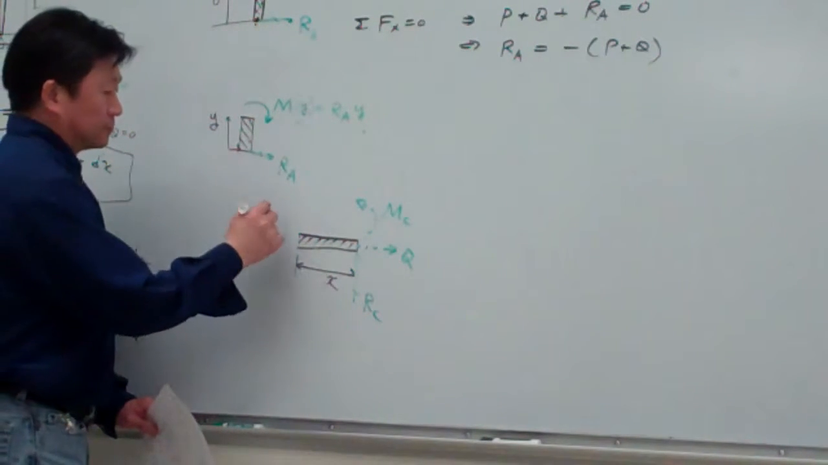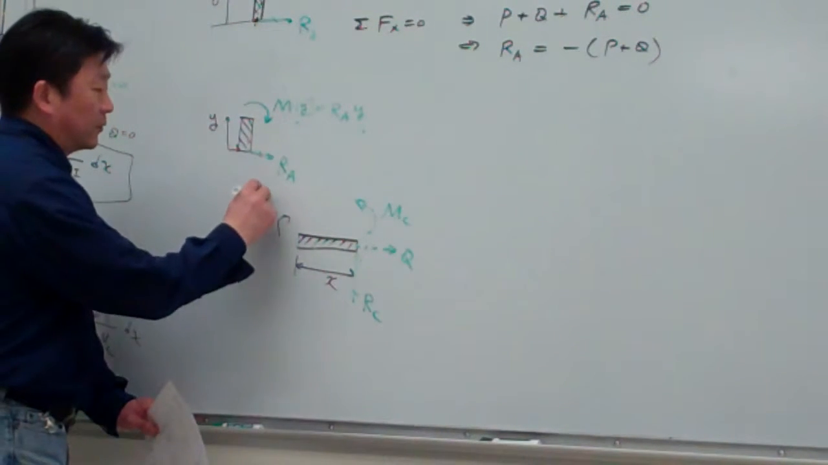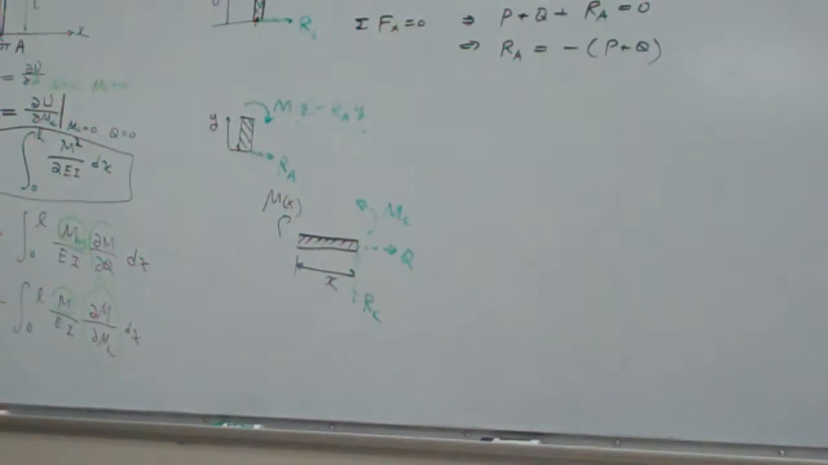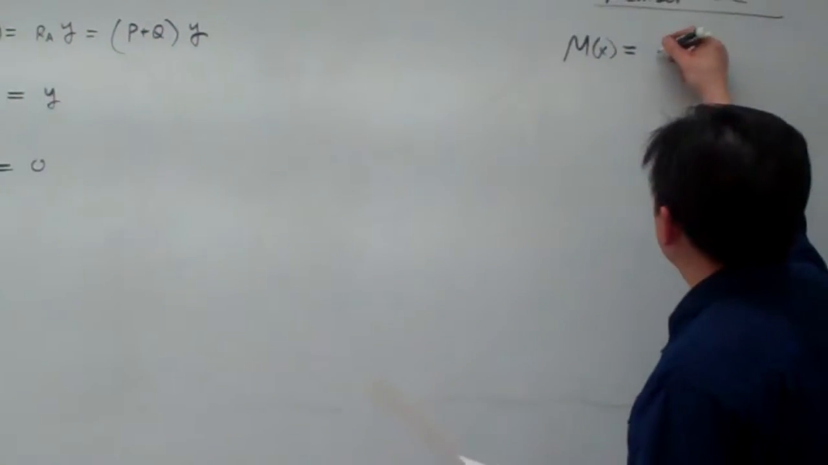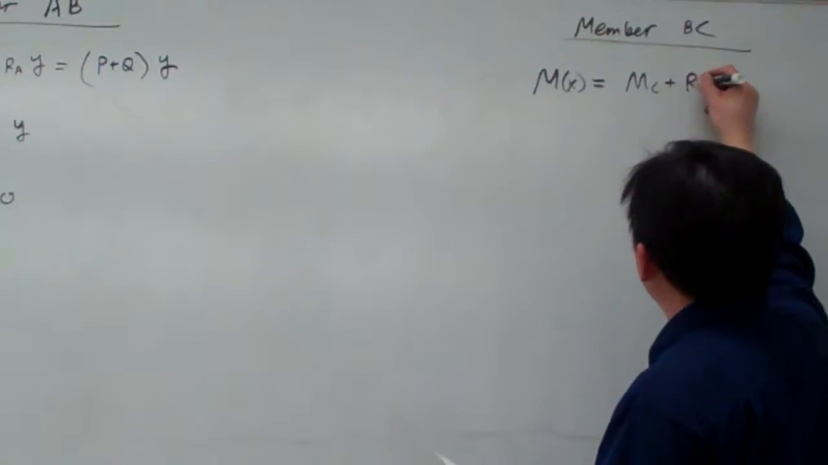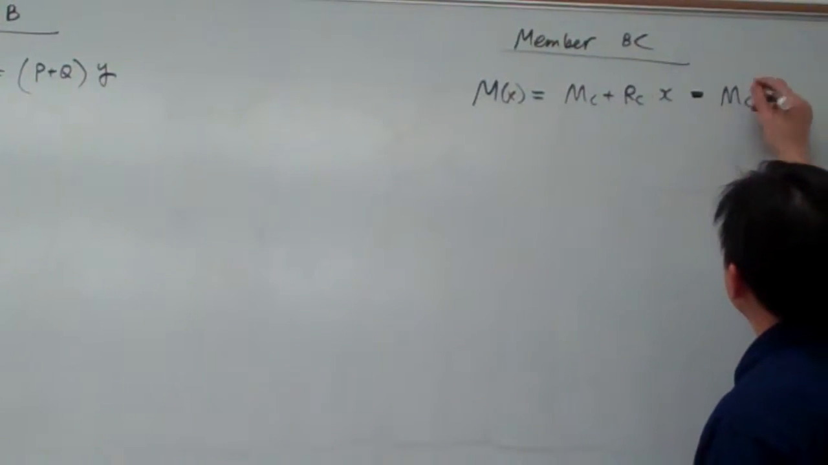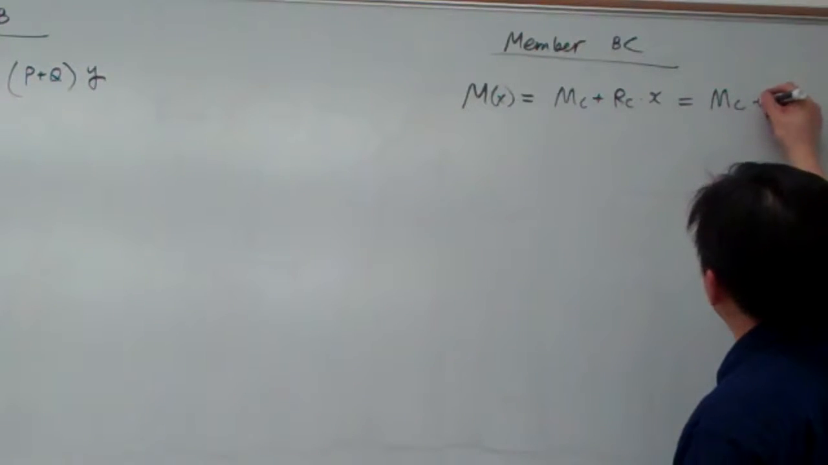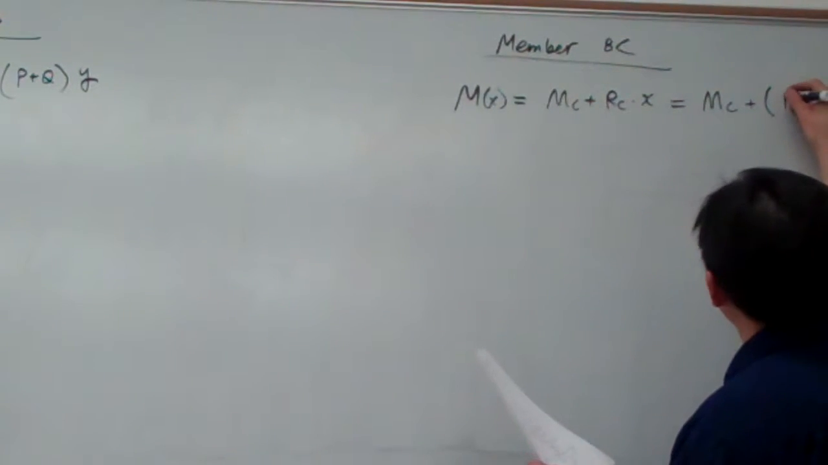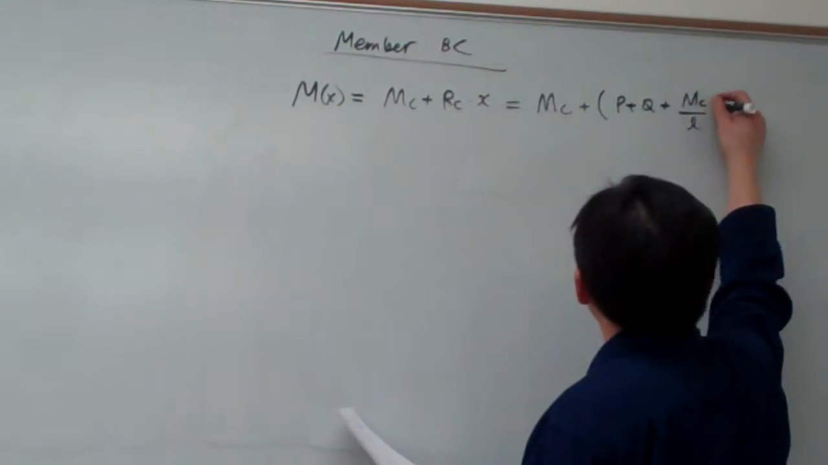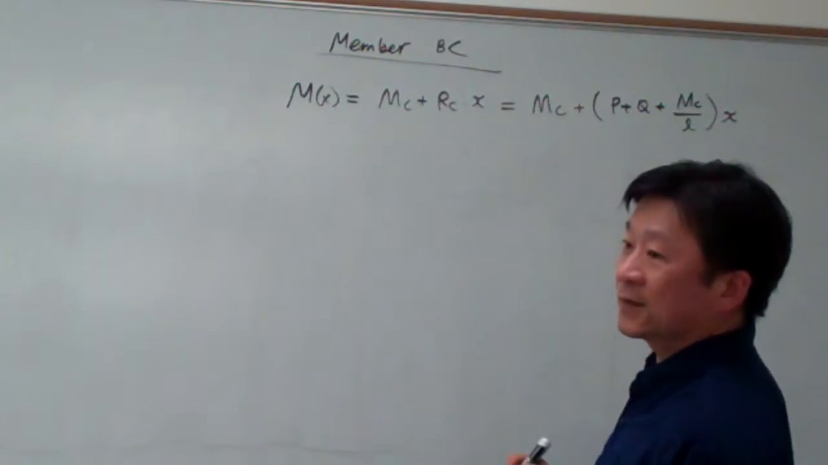So now for this case, the bending would just be MC plus RC times x. Yeah, so bending is a function of x. So from here, we can quickly write it down. The bending in this portion, in terms of x, will be equal to MC plus RC times x. And that equals MC plus RC, which is P plus Q plus MC over L, times x. Okay.